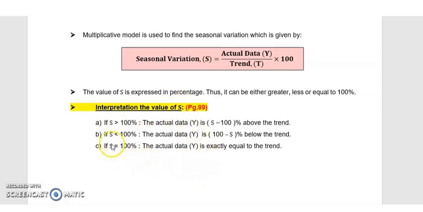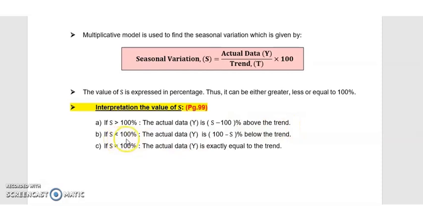Okay, so look at the first one. If seasonal index S is more than 100%, then the actual data or the Y value, based on our example, Y will be the number of computers produced. So if S is more than 100, the actual data is S minus 100% above the trend. For example, we get 120. So 120 minus 100 is 20. So the actual data is 20% above the trend.